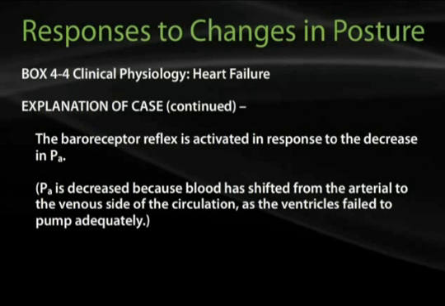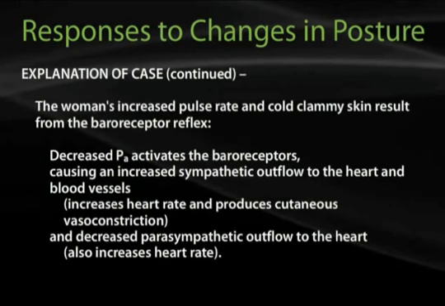In this patient, the baroreceptor reflex is activated in response to a decrease in mean arterial pressure. This patient has a mean arterial pressure that is decreased because the blood has shifted from the arterial side to the venous side of the circulation, because the ventricle cannot pump blood into the arteries properly. And the woman's increased pulse rate and cold, clammy skin results from the baroreceptor reflex.